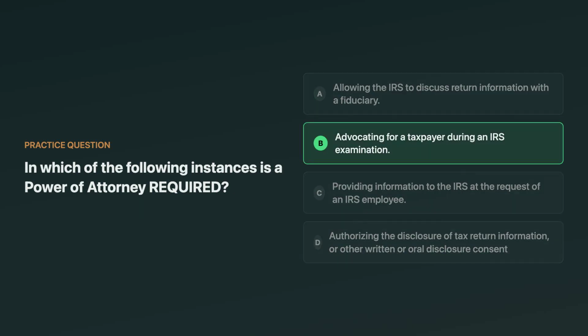The correct answer is advocating for a taxpayer during an IRS examination. That's representation, so Form 2848 is required. A tempting wrong choice is authorizing disclosure of tax return information because it sounds official. But disclosure consent can be handled with other authorizations, like Form 8821, and it doesn't allow you to advocate or act as the taxpayer before the IRS.